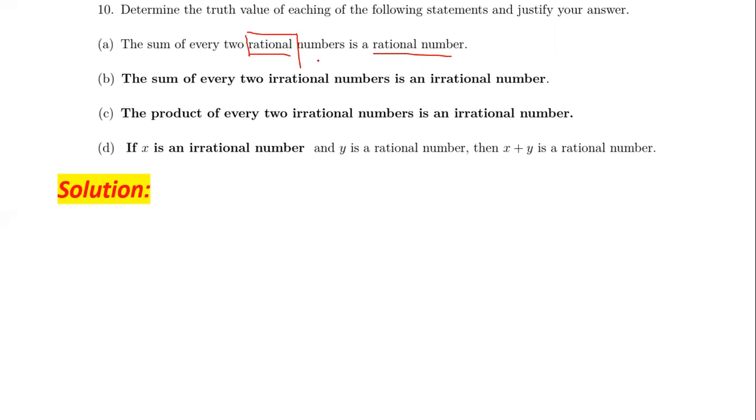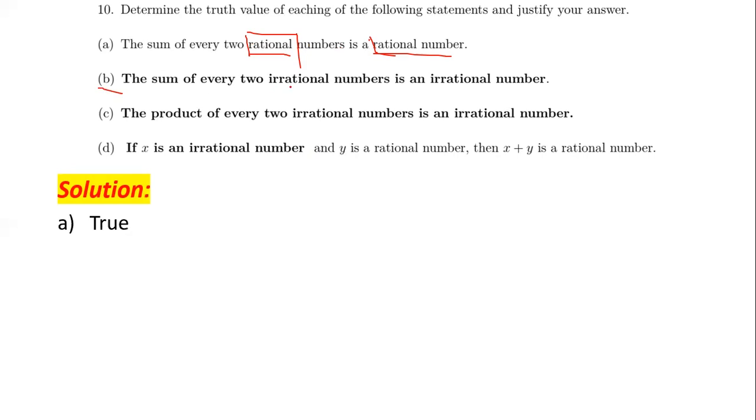We have rational numbers here, so if you take any two rational numbers, the sum is also rational, because we know that the set of rational numbers has a closure property with respect to all the four usual mathematical operations except dividing by 0. So the sum of any two rational numbers is rational, so the first one is true.